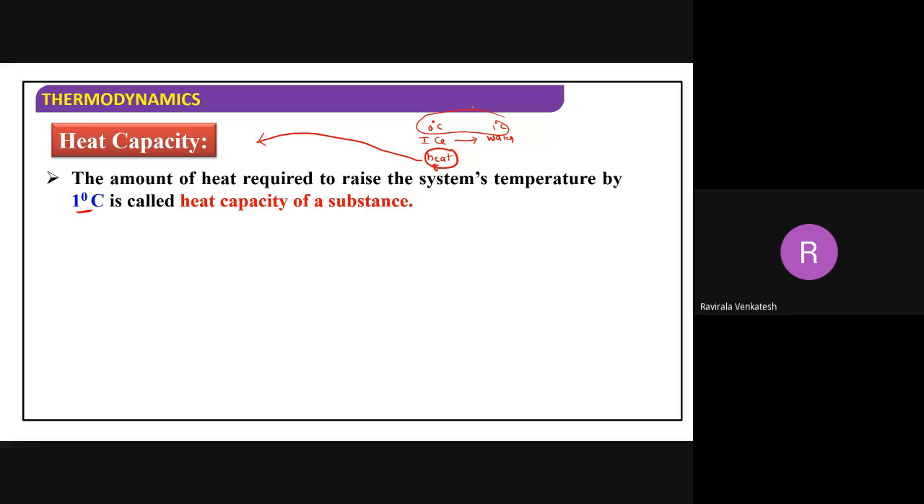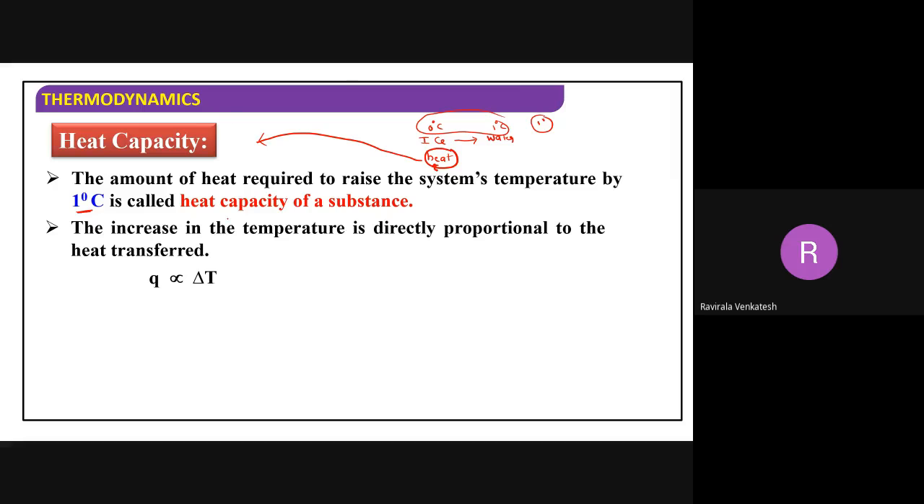You can increase even 5 degrees Celsius, 10 degrees Celsius also, but you don't get the definition. For getting the definition, I have taken 1 degree. If I take 1 degree only, I will get the definition. You can increase it to 5 degrees Celsius, 10 degrees Celsius, no problem. Right? This is the definition.